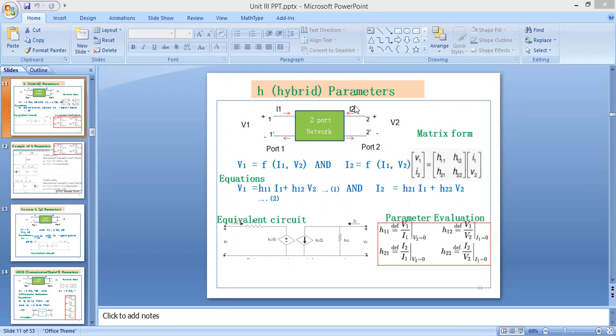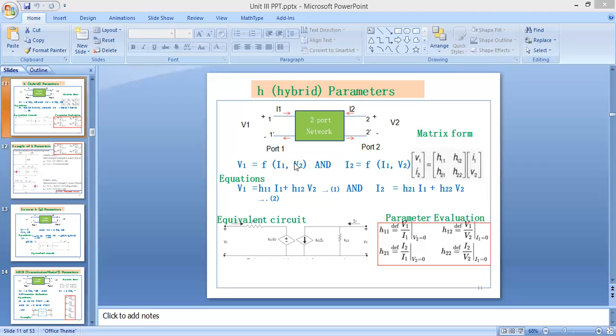If you build the equations for the two-port network in terms of hybrid parameters, you will get V1 as a function of I1 and V2, and I2 as a function of the current flowing through port 1 and the voltage across port 2. We can write these equations in the form of H parameters. These are nothing but the hybrid parameters.